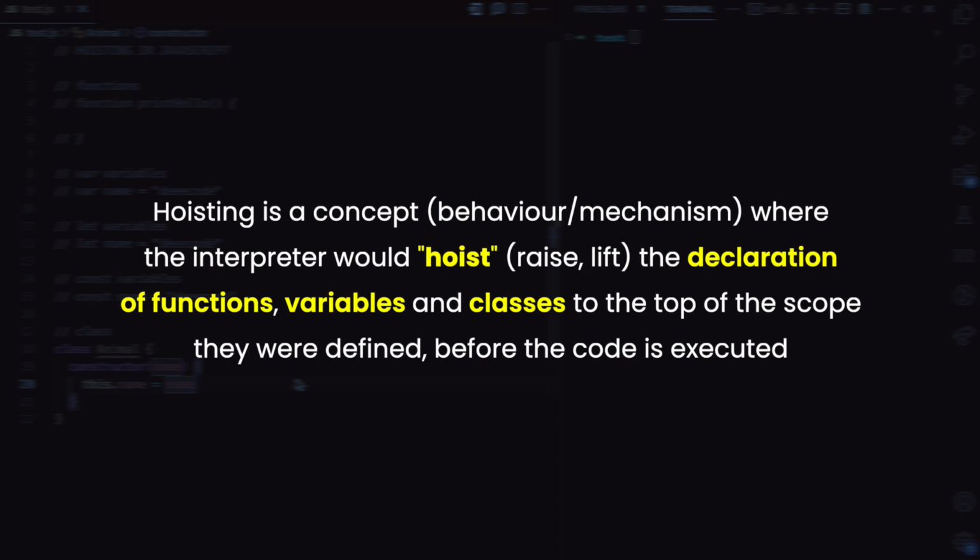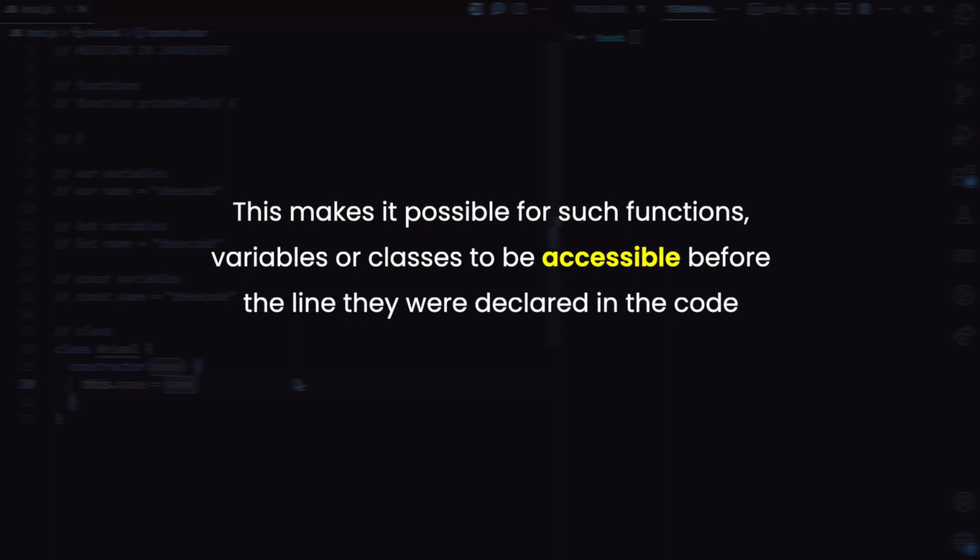So what is hoisting? Hoisting in JavaScript is a concept where the interpreter would hoist or raise or lift the functions or variables or classes created in the code to the top of the scope that they were created in before that code would be executed. So this makes it possible for such functions or classes or variables to be accessible even before the line where they were declared. Now, what do I mean by all of this? Let's look at some examples.